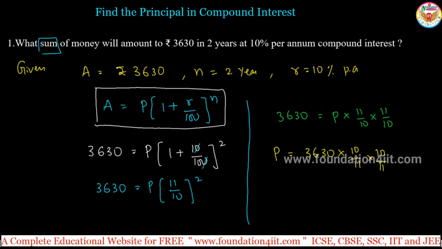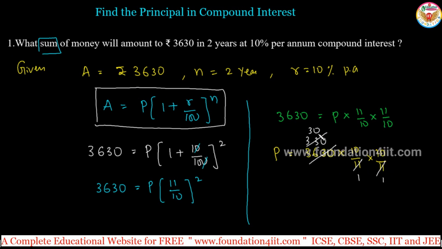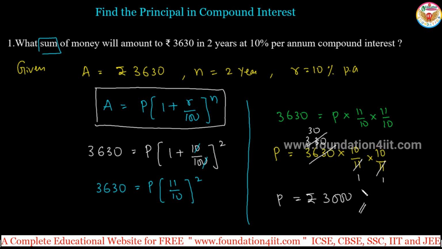Okay, now we can cancel. 11 table we can cancel this, right? 11 3s are 33, 3 carry, 3s are 0. Again 11 times 1, 11 times 30 is 0. So finally P is equal to 30 into 10 into 10. 30 into 10 is 300, into 10 is 3000. Calculation is simple, the same formula will apply and we'll do.